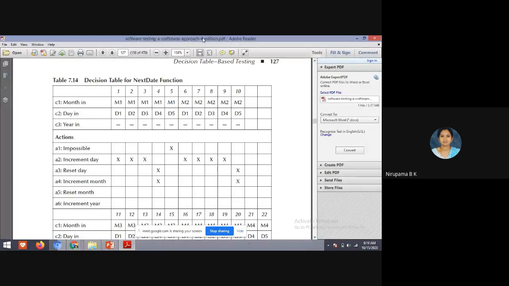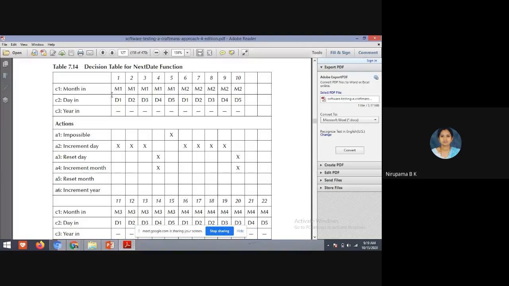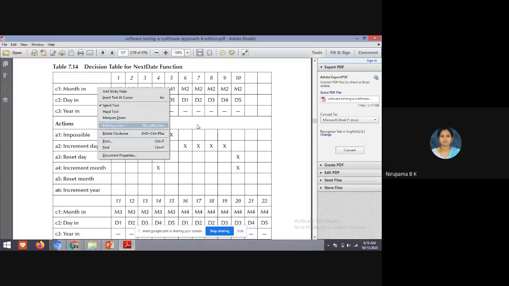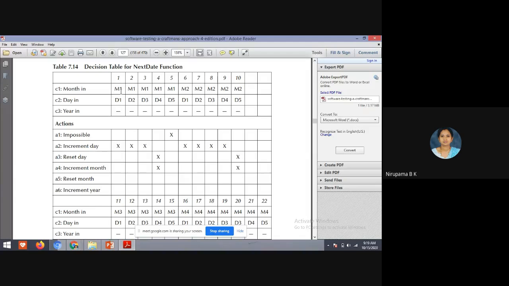Yes, students, see this table. I forgot to show you this table. See, this is a decision table. Here in the decision table, month M1, M1, M1, up to 5 rules. Only M1 they have taken, and remaining M2 they have taken, and day is 1, 2, 3, 4, 5.